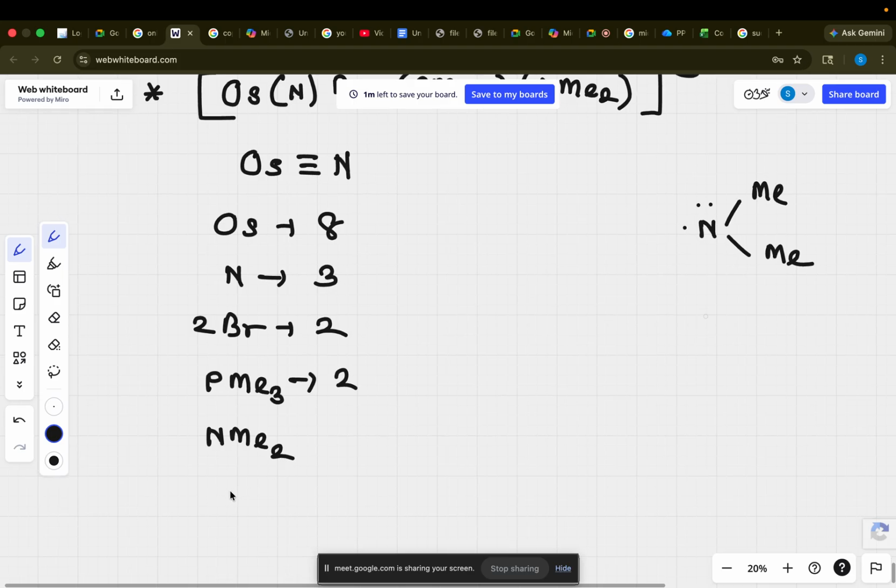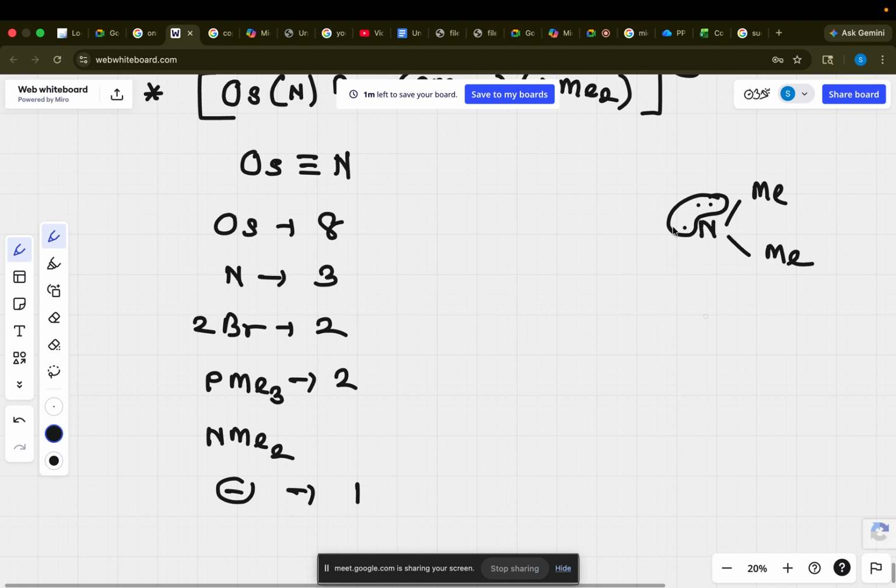So for this negative charge, you will get 1 electron. Check how many you are getting now. So 8, 3, 11, 2, 13, 2, 15, 1, 16. Okay, 16. And see, if nitrogen donates all the 3 electrons, it will cross 18.